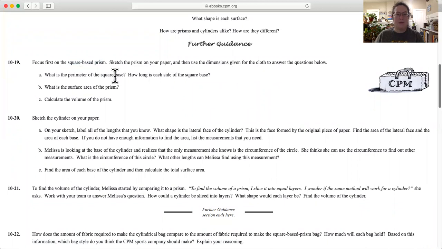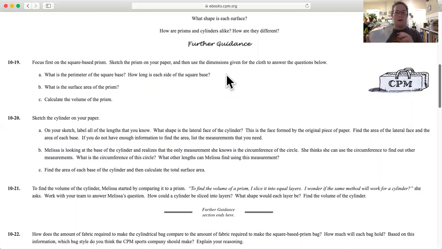Okay, what's the perimeter of the square base? How long is each side of the square base? If you're looking here, this whole side is 40, which means that this whole perimeter would be 40 plus 40. That's the perimeter of the square base, which means each side is 20. So then the surface area of the prism would be, when you do the area of the base, so 20 times 20, times the height.